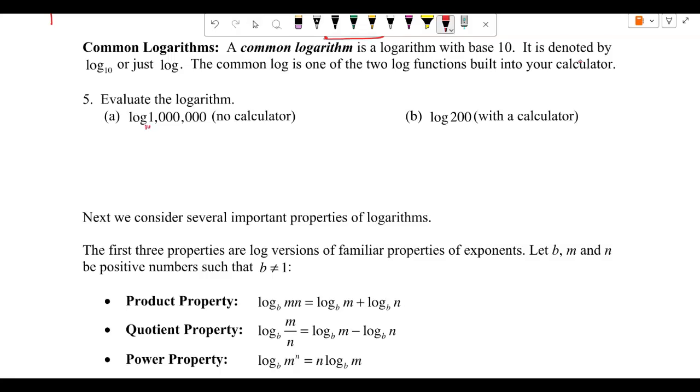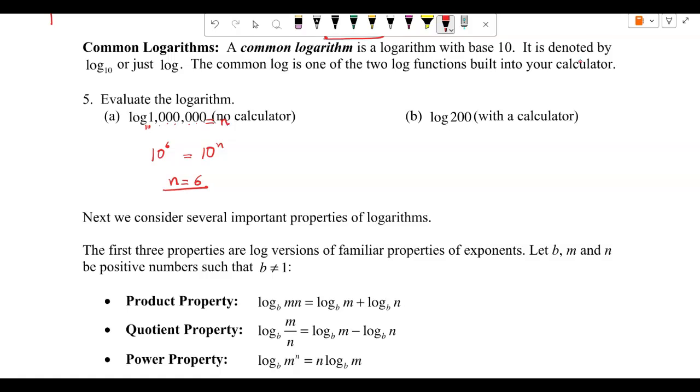So evaluate log 10 to the 6th. You call this equal to n, correct? So 10 raised to 6, this is 1, 2, 3, 4, 5, 6, is equal to 10 raised to n. So what's the value of n? 6. That's how you do it.